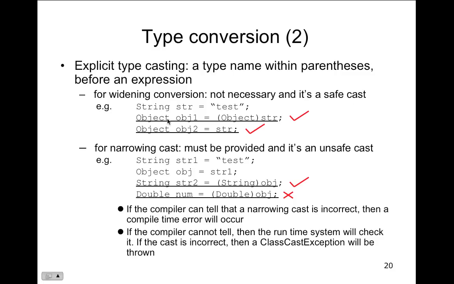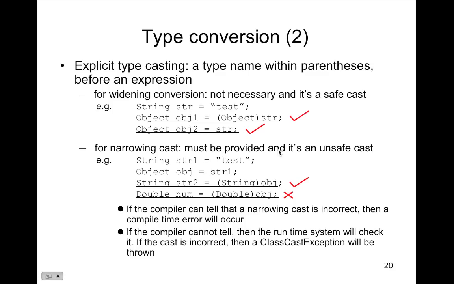Here, we have a string object that holds test. And we've got object 1, object 2, and we're going to type object from string. So it's safe. For a narrowing cast, it's unsafe because we don't know. We might have some precision loss. It's the same thing. Actually, it's the same problem you get in C or C++ when you typecast. Precision might change, rounding or truncating of characters or something of that nature.